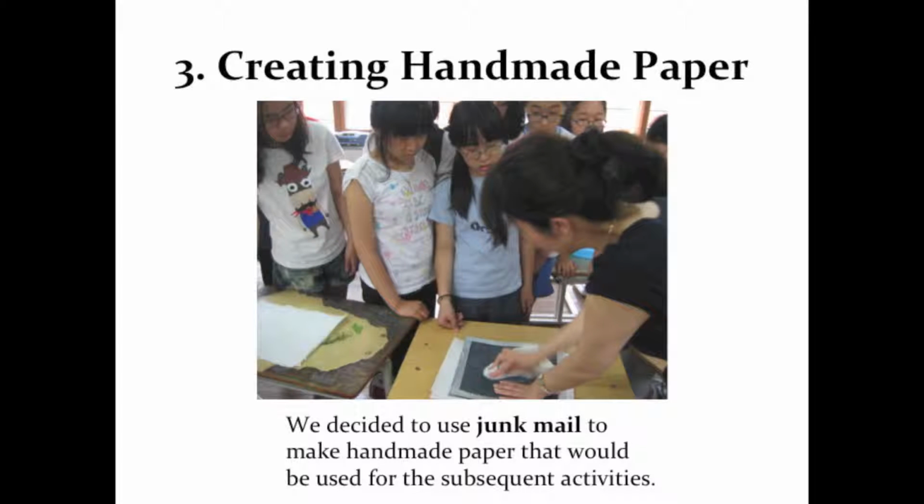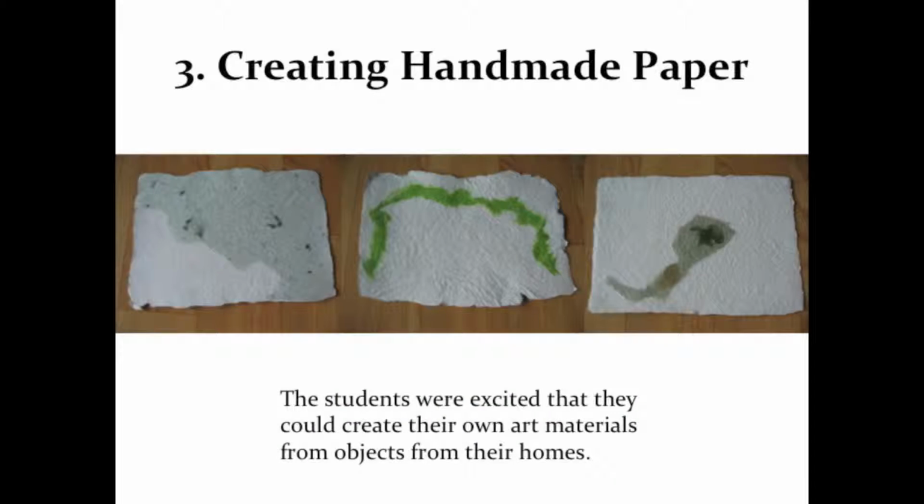Step 3 was creating handmade paper. For this step, we created handmade paper from junk mail to use in later activities. This was a natural next step because the students in the classroom had also been talking about environmental stewardship. So over the course of a week, these students made a lot of handmade paper. The students were pretty excited that they could make paper from things from their homes.